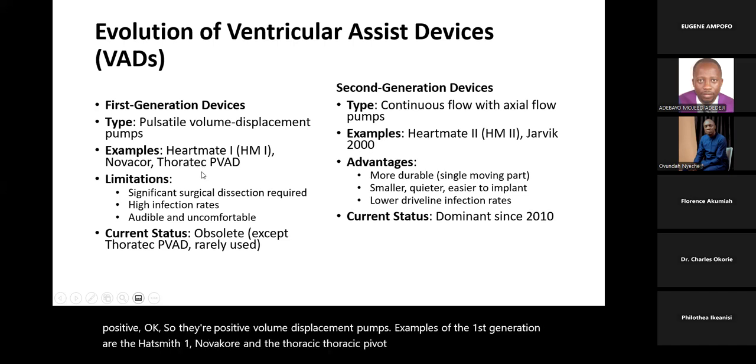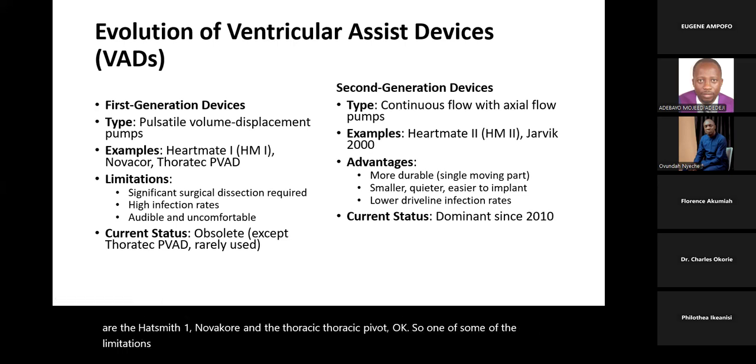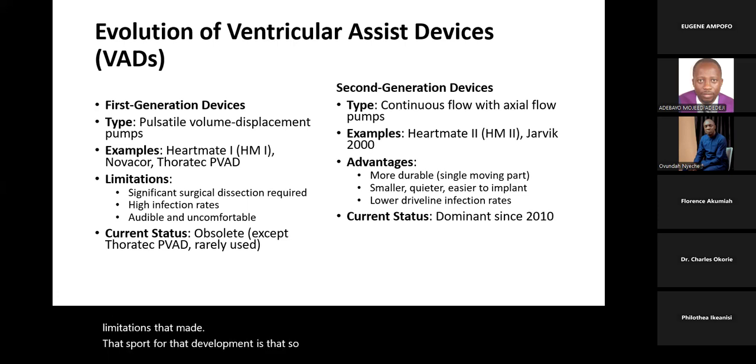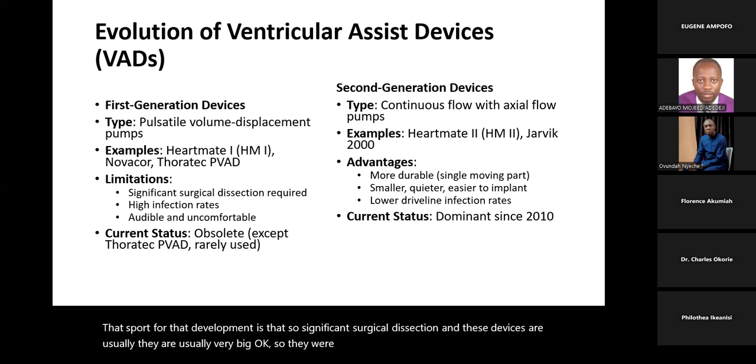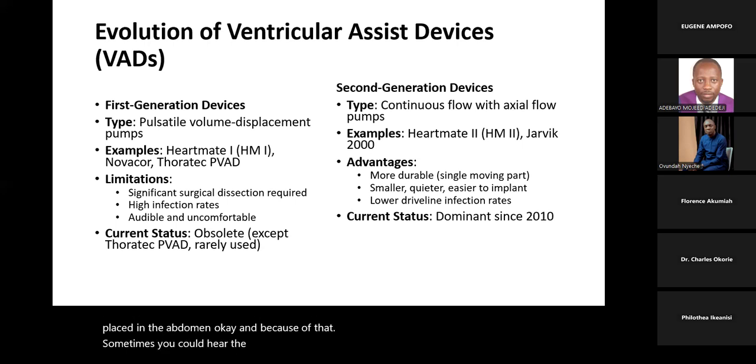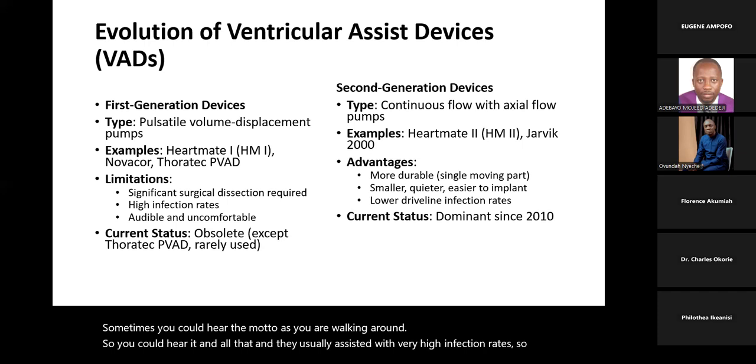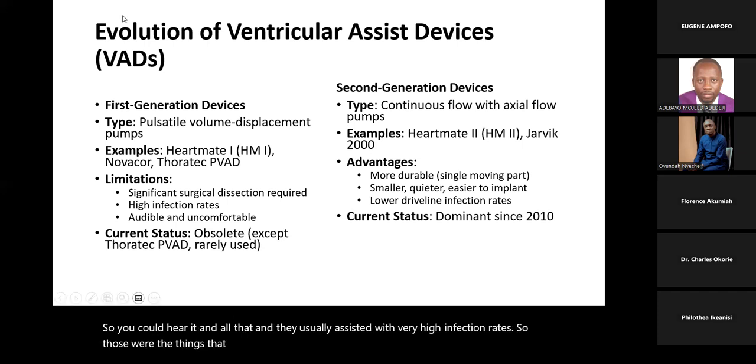Some of the limitations that spurred further development were the significant surgical dissection required, and these devices are usually very big. So they were not placed in the thoracic cavity, they were usually placed in the abdomen. Because of that, sometimes you could hear the motor as you were walking around, and they were usually associated with very high infection rates. Those were the things that made them obsolete now. They are rarely used, except, from what I saw, the Thoratec PVAD. That's the only one that may still be in use.